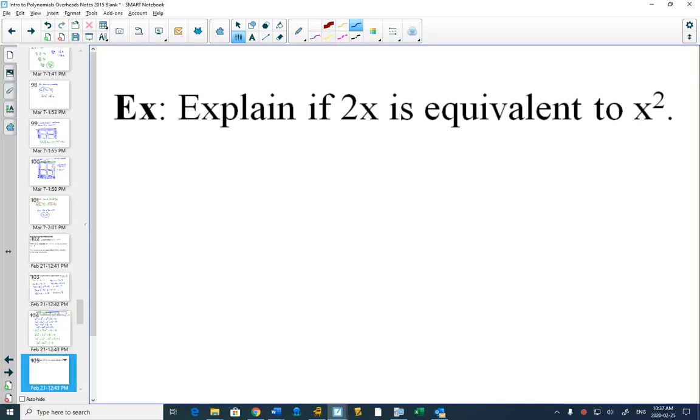Explain if 2x is equal to x squared. Can I get you to make 40 copies of this back to back and stapled? 48. 40. 40. Yeah.